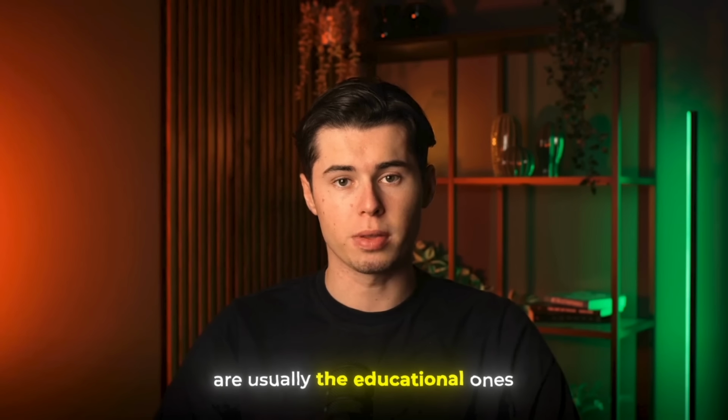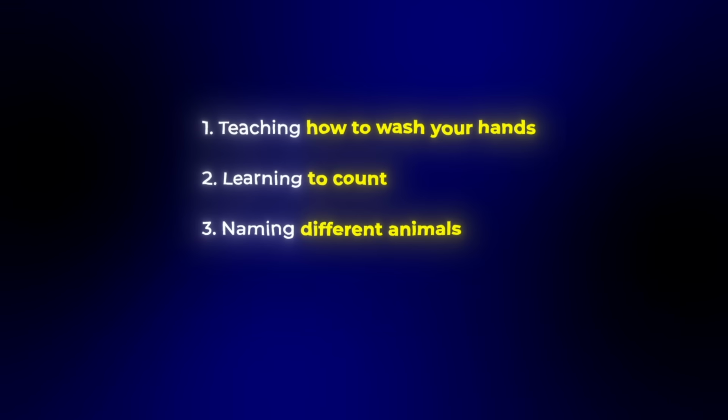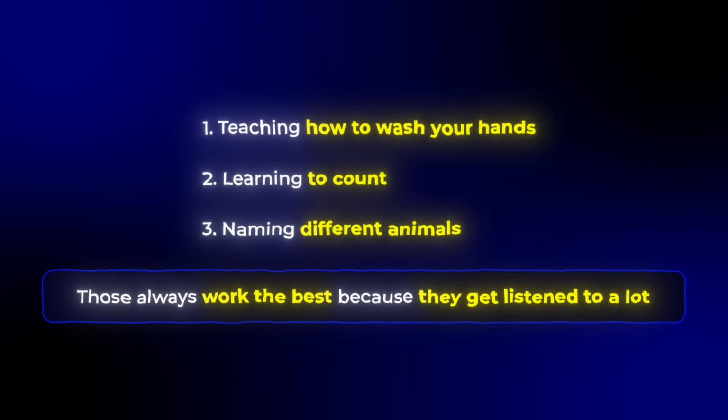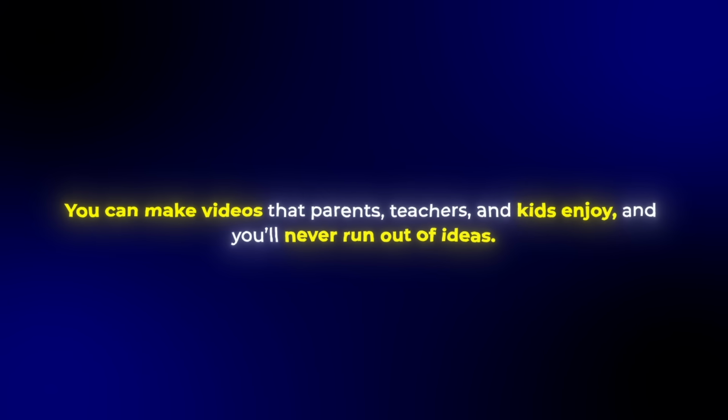Before we get into the actual tool, we first need to come up with our idea. And honestly, the best ideas for 3D animated kids music videos are usually the educational ones. Things like teaching how to wash your hands, learning to count, or naming different animals. Those always work the best because they get listened to a lot, and they also let you appeal to different audiences. You can make videos that parents, teachers, and kids enjoy, and you'll never run out of ideas. You can build on those basic ideas and keep creating new ones.